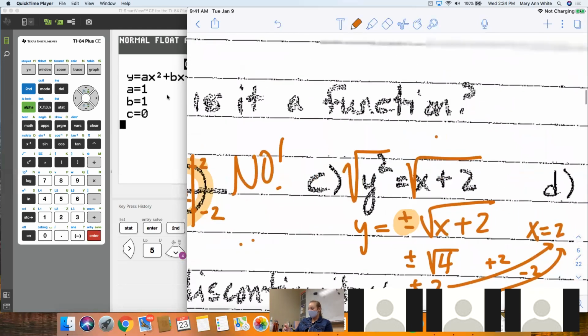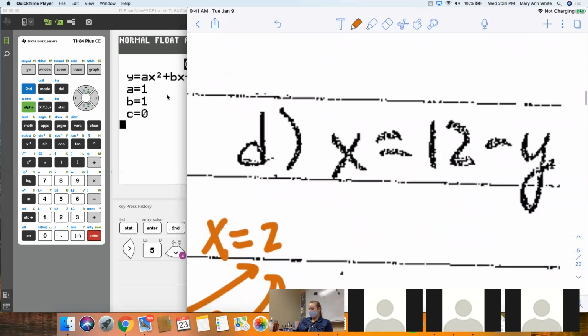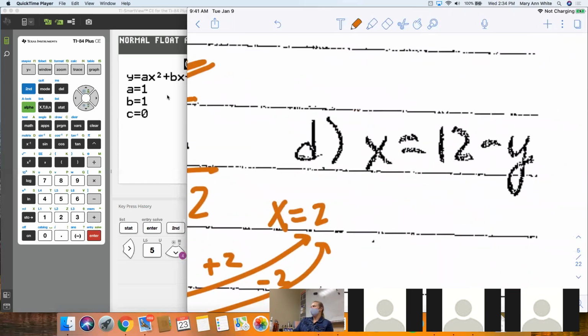The minute I actually saw this square on my y, I knew I had a problem because I knew I was going to have two values. If you have a y squared, I can automatically say it is not going to be a function. Are we okay with that? All right, next one. X equals 12 minus y. Ooh, what do I need to do there?